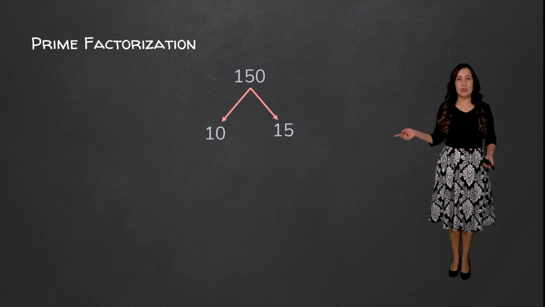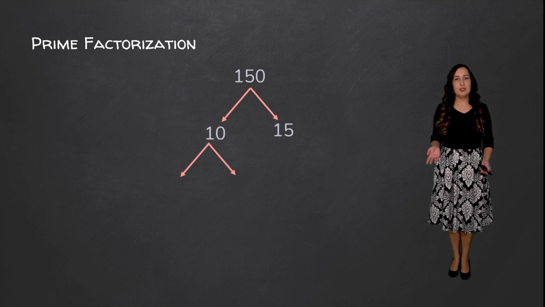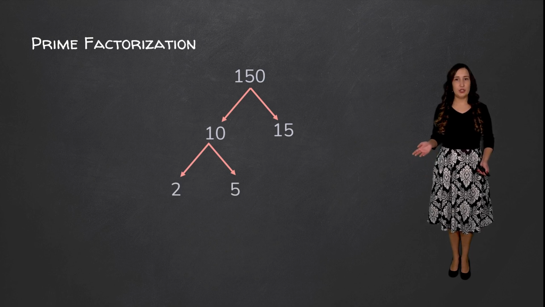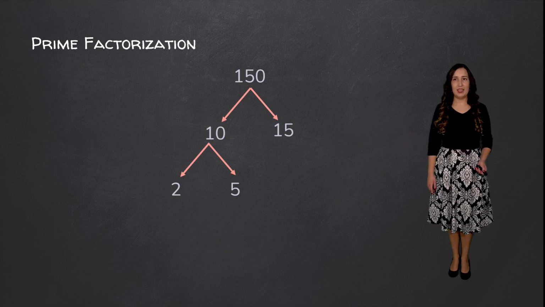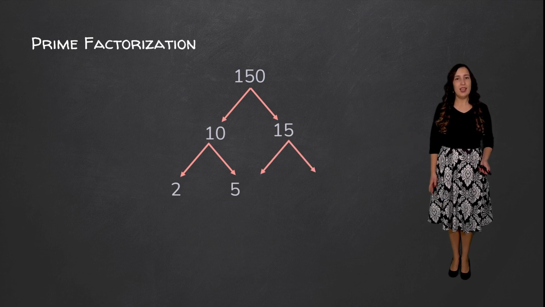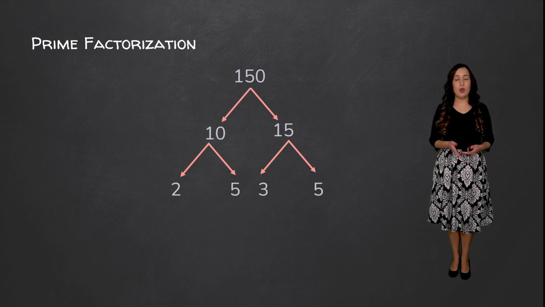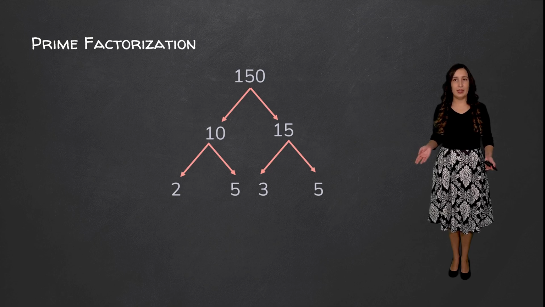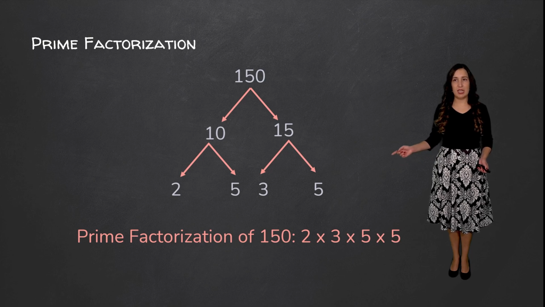So now I'm going to take the 10 and find two factors of 10. And two factors of 10 are 2 and 5. And then I'm going to go over to the 15 and write it out into two factors. And two factors of 15 are 3 and 5. All right? So now we have 2, 5, 3, and 5, and those are all prime numbers, okay? So my prime factorization of 150 is 2 times 3 times 5 times 5.